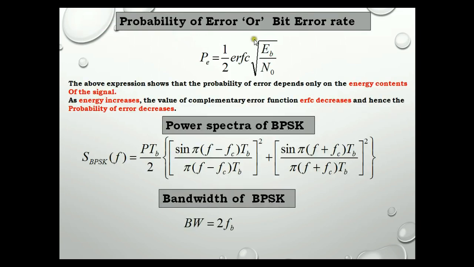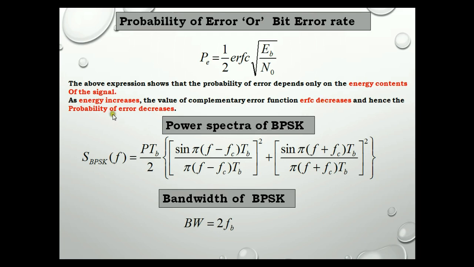The probability of error or bit error rate of a BPSK signal is given by P of E, which is equal to 1 by 2 ERFC, that is the complementary error function, of square root of EB divided by N0. The above expression shows the probability of error depends only on the energy contents of the signal. As the energy increases, the value of the complementary error function, that is ERFC, decreases, and hence the probability of error will also decrease.